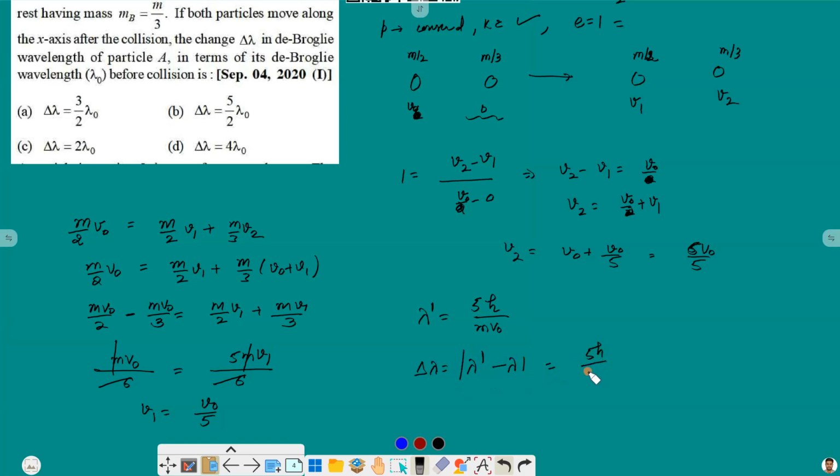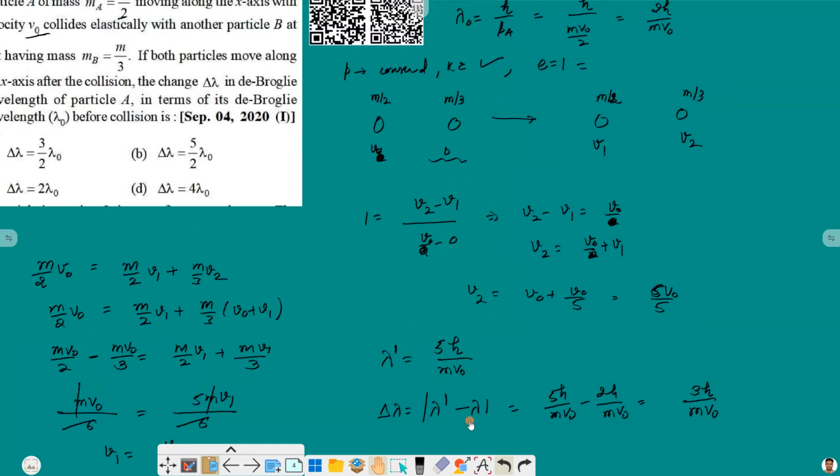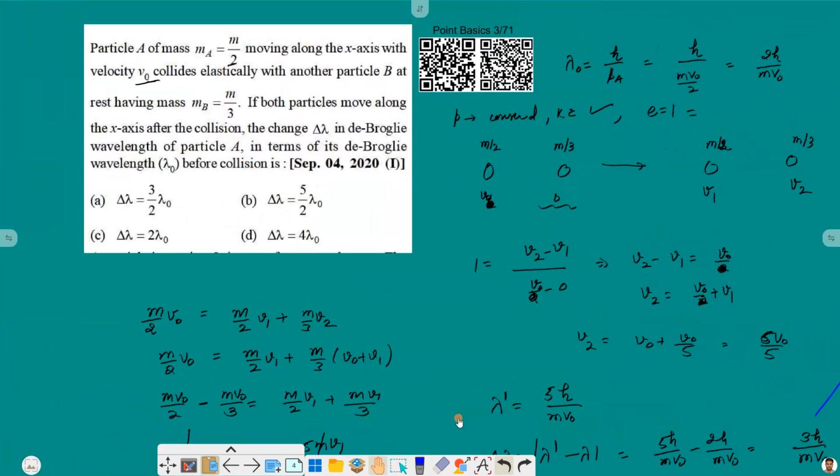So that will be 5h by m v naught minus the initial 2h by m v naught, which gives us 3h by m v naught. Now it has to be written in terms of lambda naught, and our lambda naught was 2h by m v naught. So I can write it like this, 3 into 2h by m v naught into 1 by 2. So this will be lambda naught, so this becomes 3 by 2 of lambda naught. Now if I check the possible answers, there it is. That is option A for us.